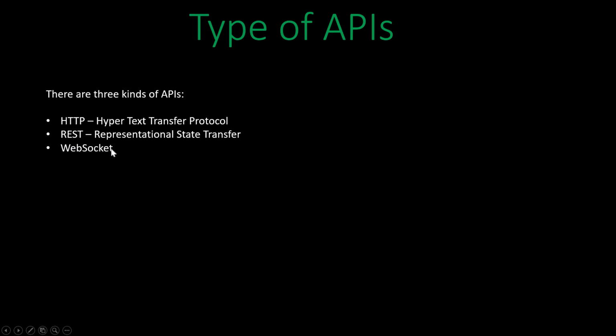Then the third kind of API is WebSocket. WebSocket allows data to be transmitted in both directions. It is a bidirectional API, that is, from the client to the server and from the server to the client.